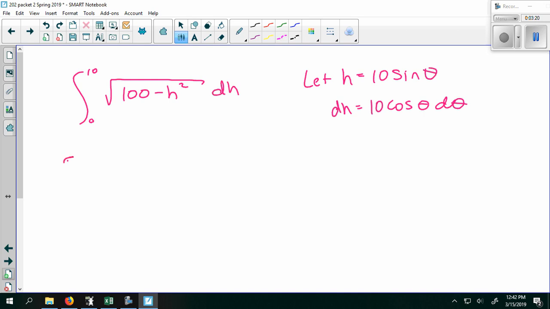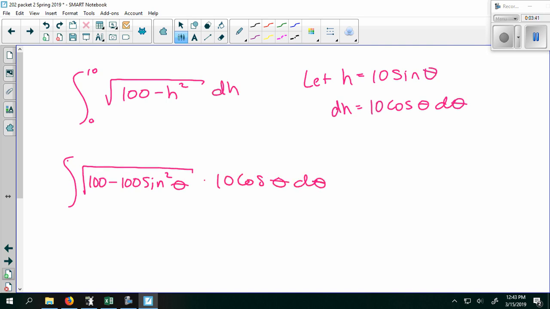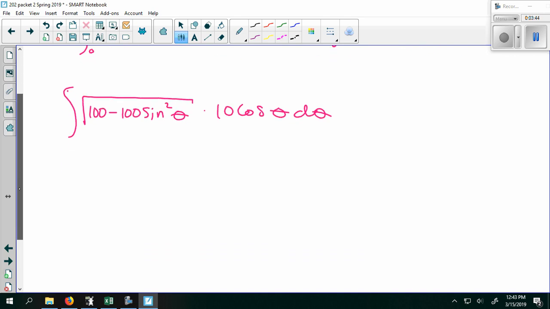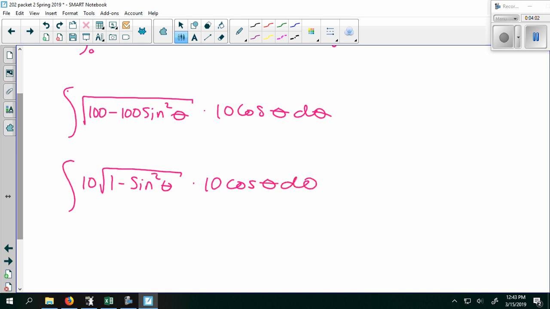Okay, so this becomes the integral. And instead of the square root of 100 minus h squared, it's going to be the square root of 100 minus 10 sine theta squared, which is 100 sine squared theta. And then instead of dh, I'm going to have 10 cosine theta d theta. If I factor out a 100, I can pull it right out of the integral. So this becomes the integral of 10 times the square root of 1 minus sine squared theta times 10 cosine theta d theta.